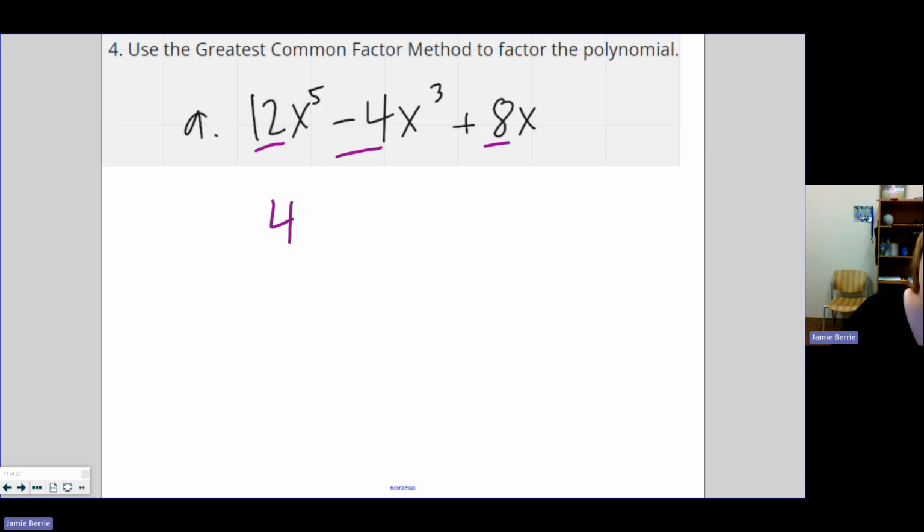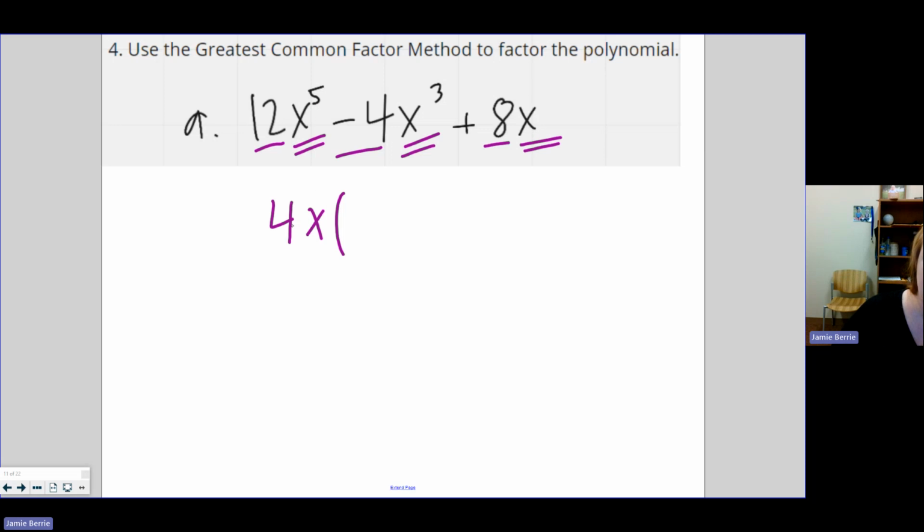Oops, I forgot to look at our variables. All right, so we got x to the fifth, x to the third, and x. How many x's should we take out? What's common to each? They each have an x, right? That's the largest amount that we can take out.